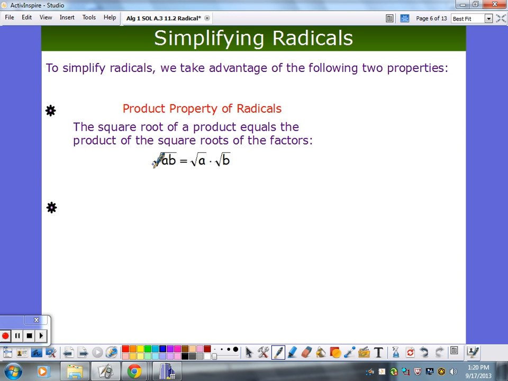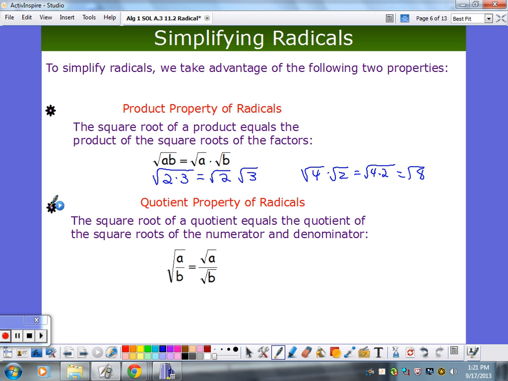So anyway, here's the square root of AB. That is the same as taking the square root of A times the square root of B. So if I have the square root of 2 times 3, that's the same as the square root of 2 times the square root of 3. It works the other way. If you see the square root of 4 times the square root of 2, that's the same as the square root of 4 times 2, square root of 8. So you pull them apart and you can put them back together.